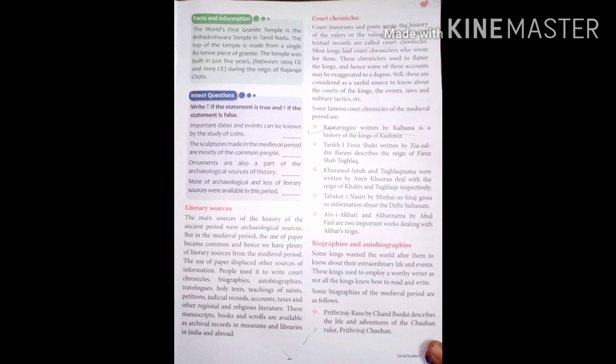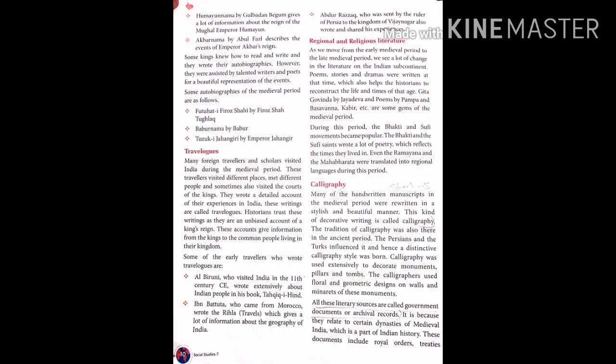So the first one is biographies. Some of the examples of biographies that were written in the medieval period are Prithviraj Raso by Chand Bardai, which describes the life and adventures of the Chauhan ruler, Prithviraj Chauhan. And the next one is Humayun Nama by Gulbadan Begum, Akbar Nama by Abul Fazl.